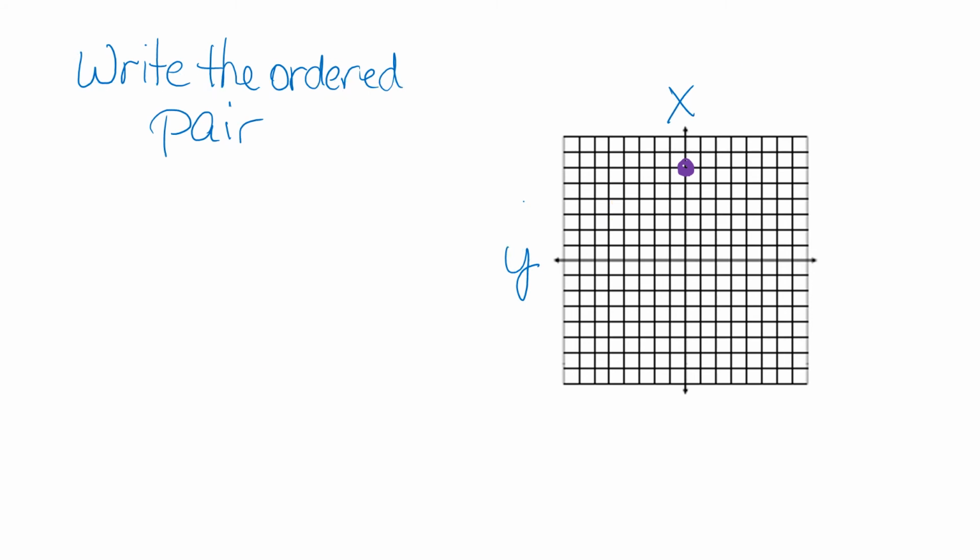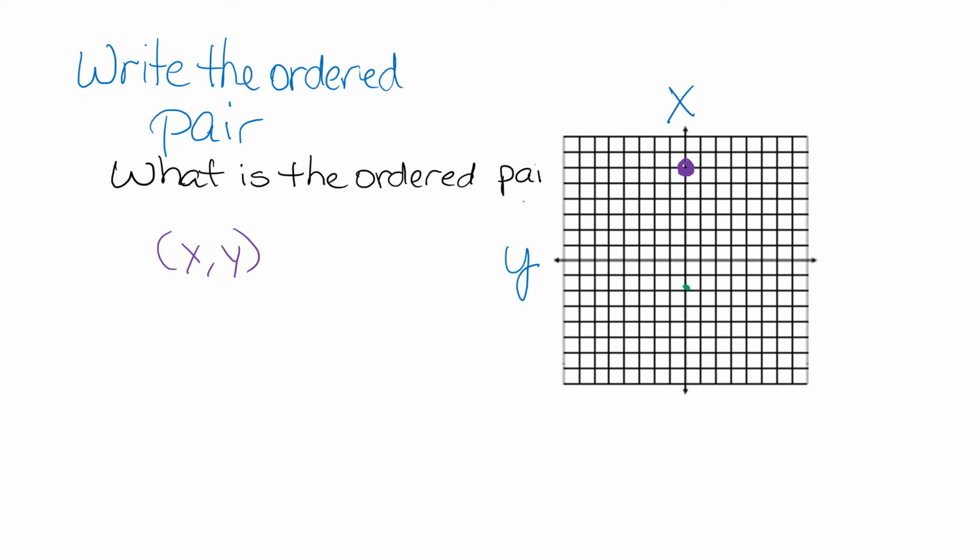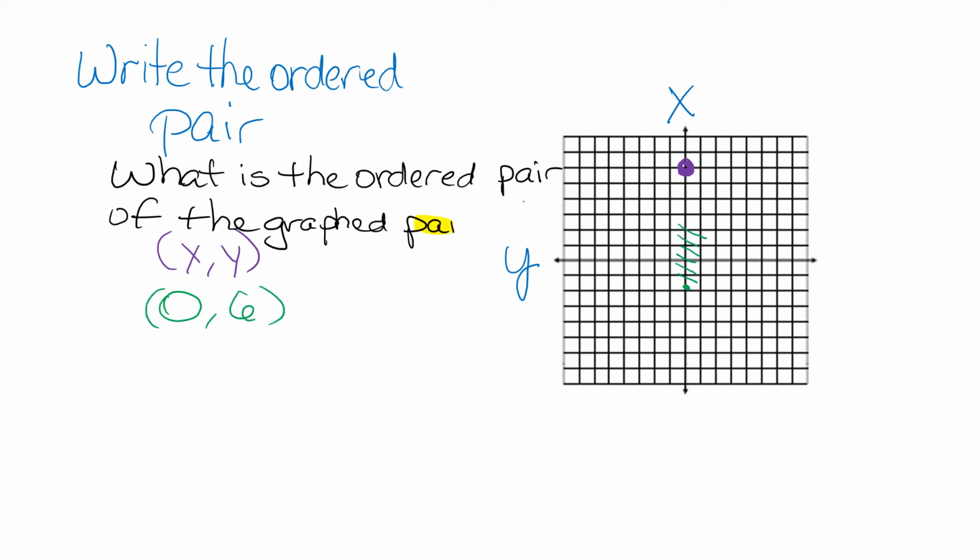So here we're looking for the ordered pair of the graphed point. I've labeled your x and y axis for you. Remember, your ordered pair is in the form of x and then y. So again, always start at your origin. So you're always going to start here when you're counting. I did not move to the left or the right, so that makes my x be a 0. But I did move up 1, 2, 3, 4, 5, 6. So my y value is 6. So my ordered pair is 0, 6.